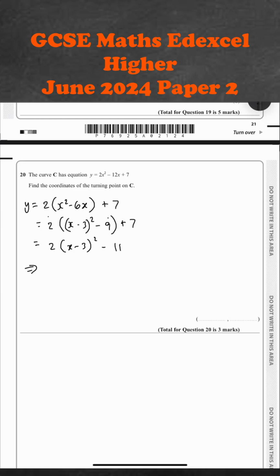Therefore, minimum happens when x equals 3, and when x equals 3, this will all disappear, and you'll just be left with y equals minus 11. So your turning point is just going to be 3, minus 11.